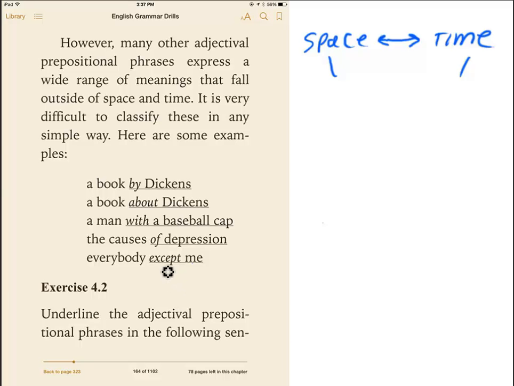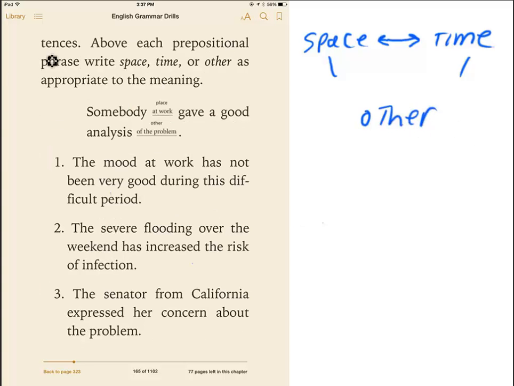So these are all adjectival prepositional phrases that give you more information, once again, about the subject of the sentence, but they're not classified in either space or time. They're just different. So in this next activity, we're going to look at identifying prepositional phrases, and we're going to identify whether they're talking about space, time, or other. It says above each prepositional phrase, write space, time, or other as appropriate to the meaning.